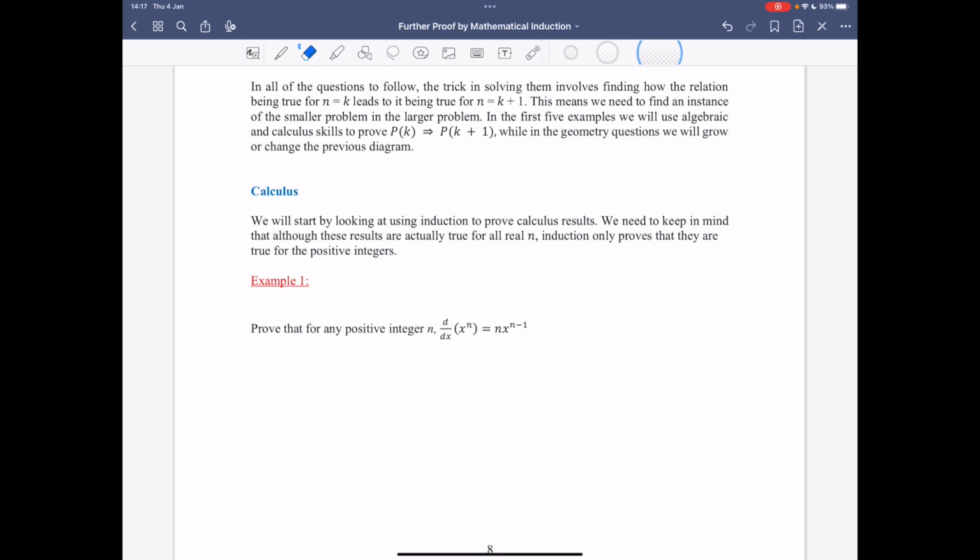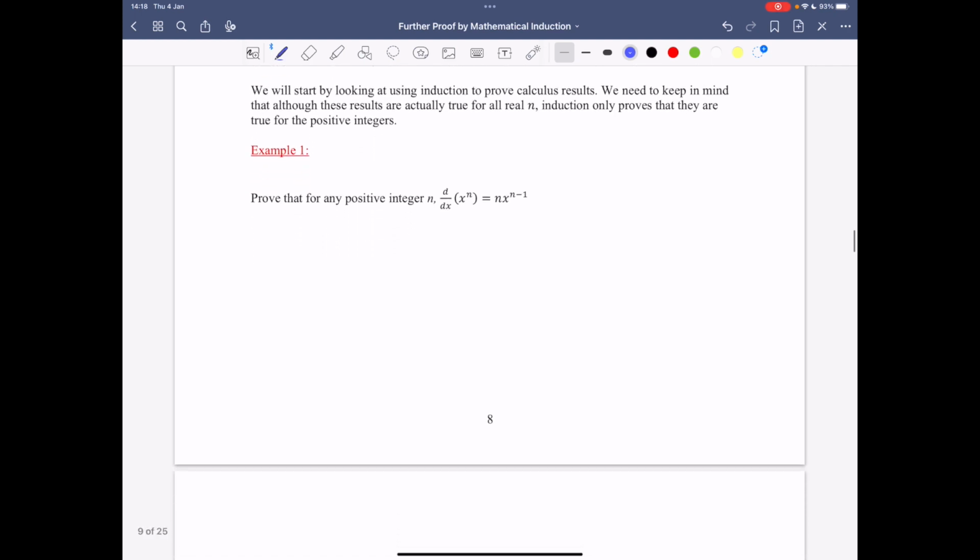Important to know that although these results are actually true for all real n, induction in this case only proves that they are true for all positive integers. Now, if you go into uni and do further mathematics, you'll learn the difference between induction, which is this type, and then strong or hard induction, which proves true for all integers, and we can do it for negative values as well. I think it's either called strong or hard induction. I'm not quite sure what it's actually called.